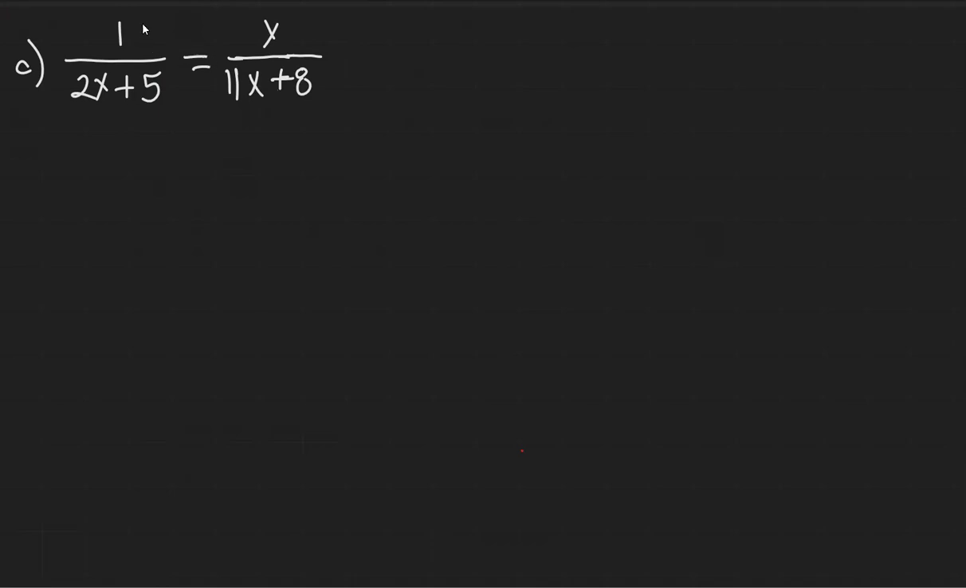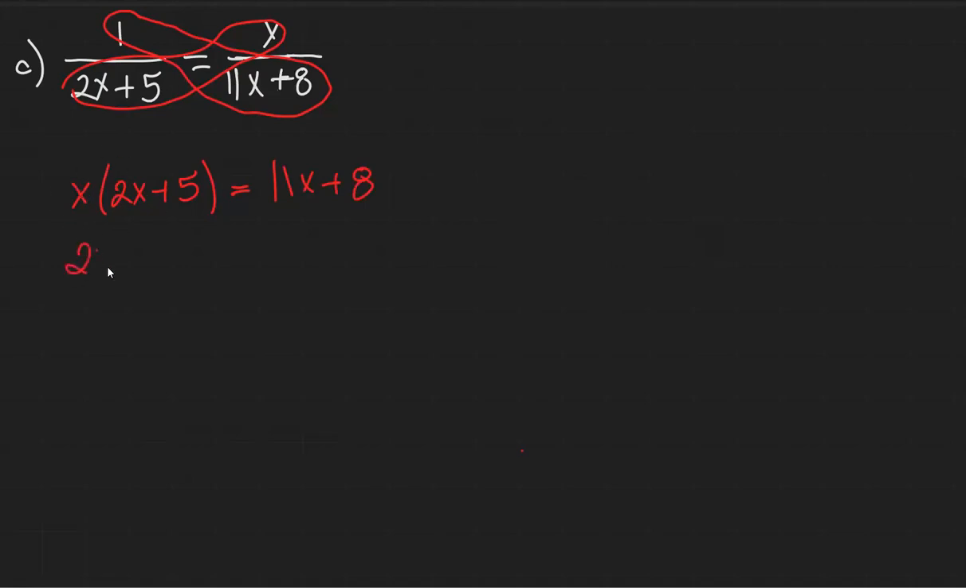Okay, let's do that again. Let's cross multiply. So 1 times 11x plus 8, and x times 2x plus 5. It doesn't really matter what side of the equal sign they go. I could very well put x times 2x plus 5 is equal to 11x plus 8. On the left, let's distribute. We have 2x squared plus 5x is equal to 11x plus 8. Oh, look, it's a quadratic equation. You are experts at this by now, hopefully.